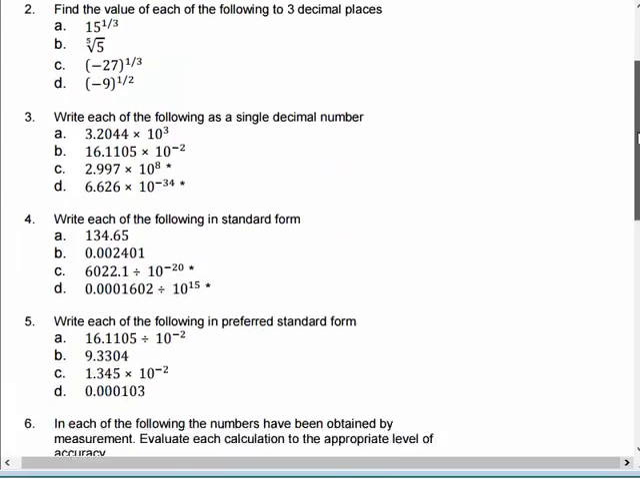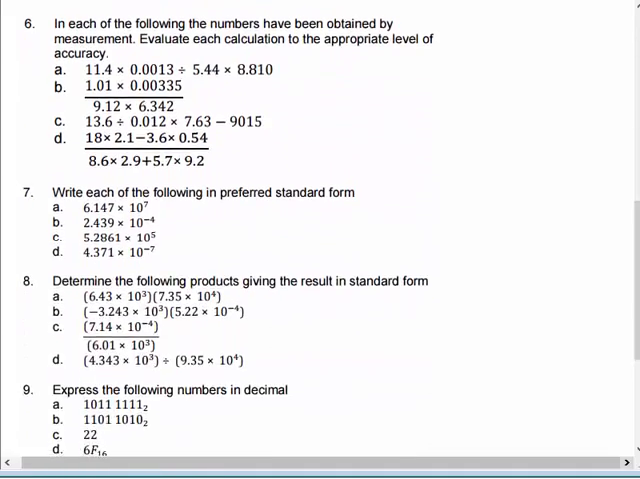Tutorial 1, Question 6. In each of the following, the numbers have been obtained by measurement. Evaluate each calculation to an appropriate level of accuracy. Well, before we do any calculations, let's make an estimate of what we think the answer is going to be.